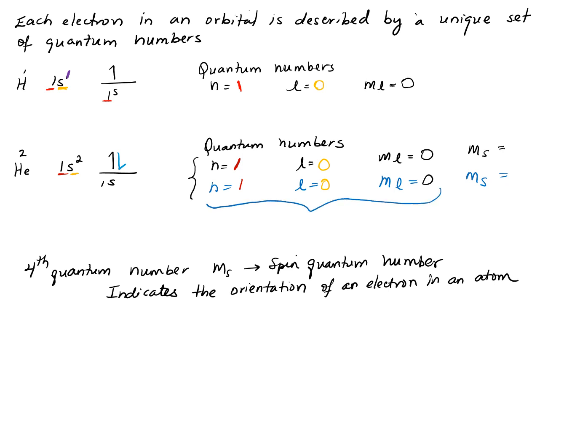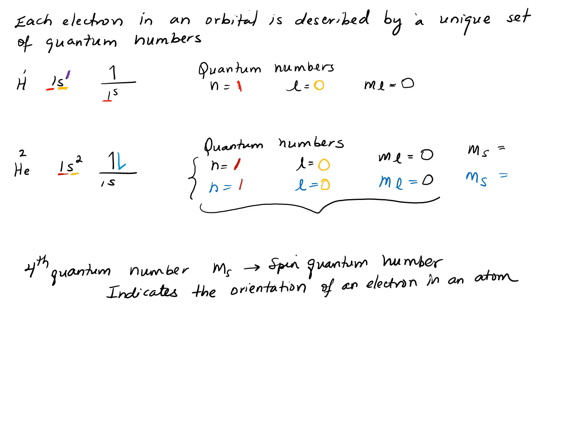Now these three here, that's okay. This is describing the orbital. I have an s orbital in the first energy level. That's fine. But in that orbital, we have two electrons. We cannot describe those two electrons with the same set of quantum numbers because that means that they are exactly in the same location at a specific time, and that is not physically possible.